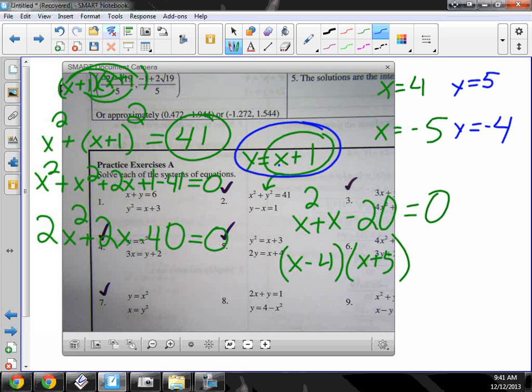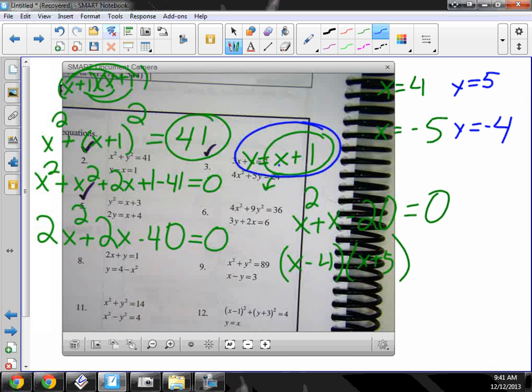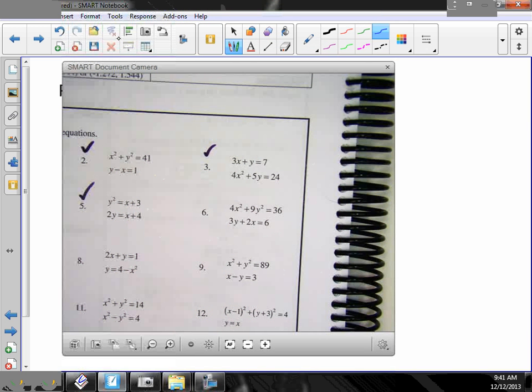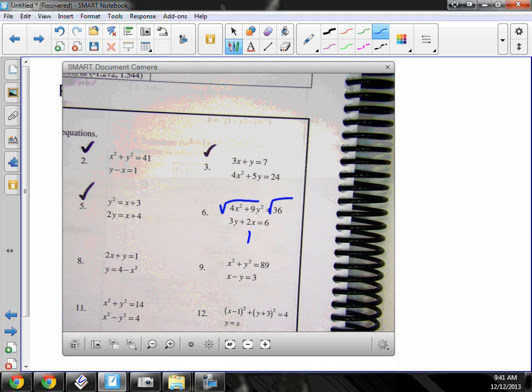Let's look at number 6. Now, some kids in my last class said, hey, if I square root the top, it equals the bottom. What do you think? Why not? Well, if I square root this and square root this, what's the square root of 4x squared? 2x. Well, I have a 2x. What's the square root of 9y squared? 3y. I have a 3. What's the square root of 36? 6. So why doesn't it work?